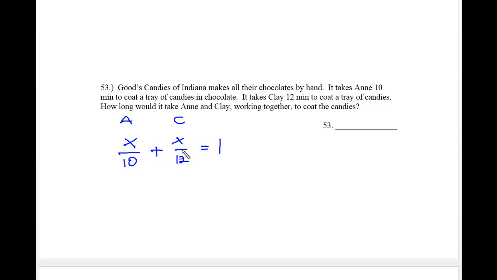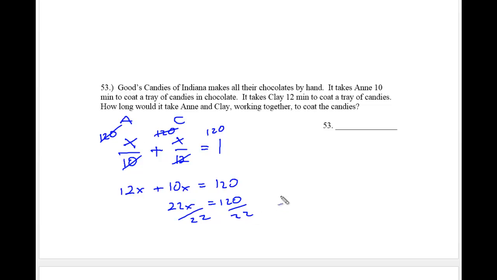Now you could get a common denominator of 60, or just use 120. What this means is that you're going to multiply everything in this equation by 120. Now this is clearing the denominator because 120 divided by 10 is 12x, or 12 times x. And this is 120 divided by 12, which is 10x, and that's 120 right here. This is 22x is equal to 120. Divide both sides by 22, and the x is equal to approximately 5.45 minutes. It repeats, but we're going to just say about 5.45 minutes for this problem.